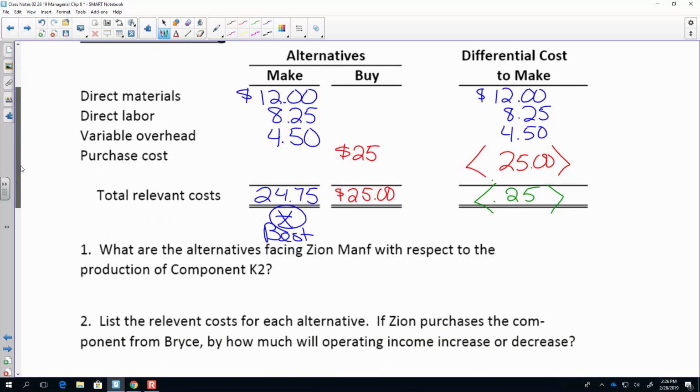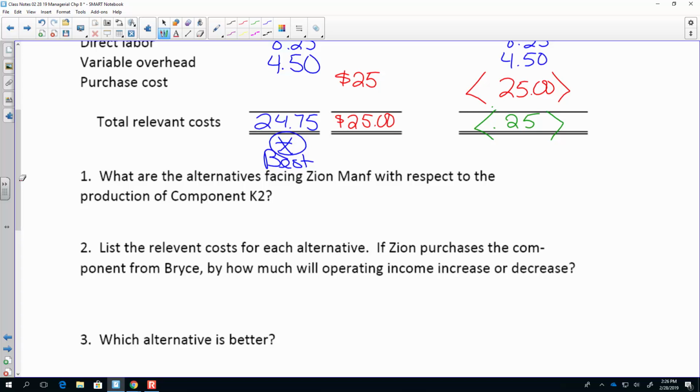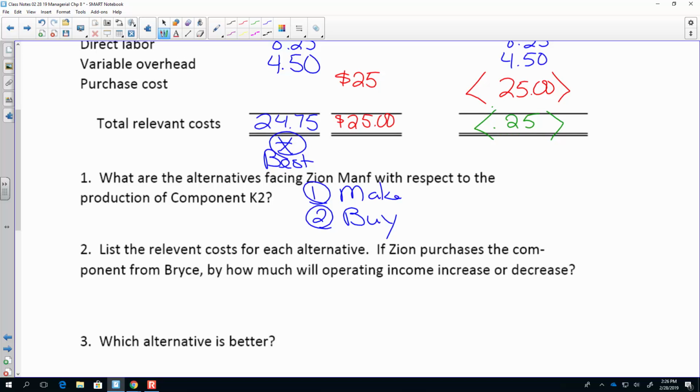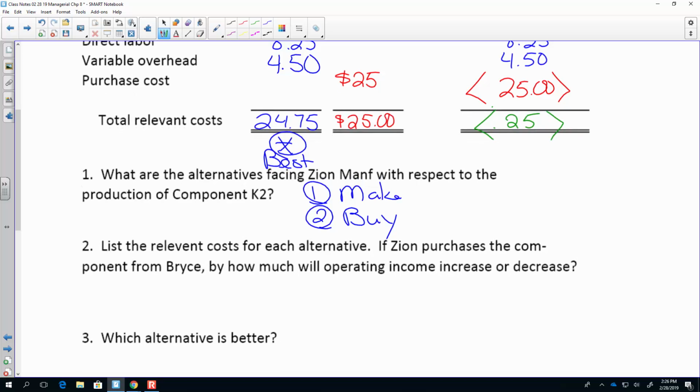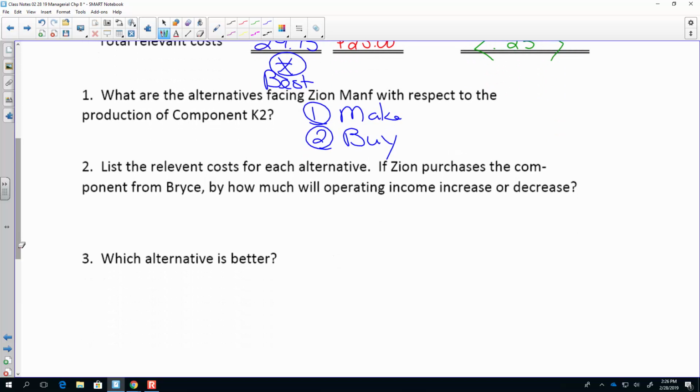Question 1 then, just to wrap it up a little bit. What are the alternatives facing Zion? Well, number 1 is to make it. Number 2 is to buy it. Those are the 2 choices. Pretty simple. We've already done the listing of the relevant costs for both alternatives. So that's done already through our process. And the second question, number 2, is, by how much will income increase or decrease if Zion purchases the component from Bryce.